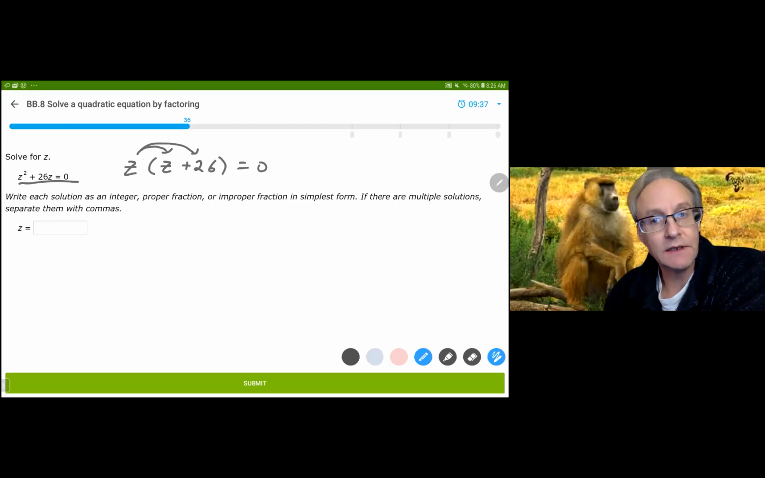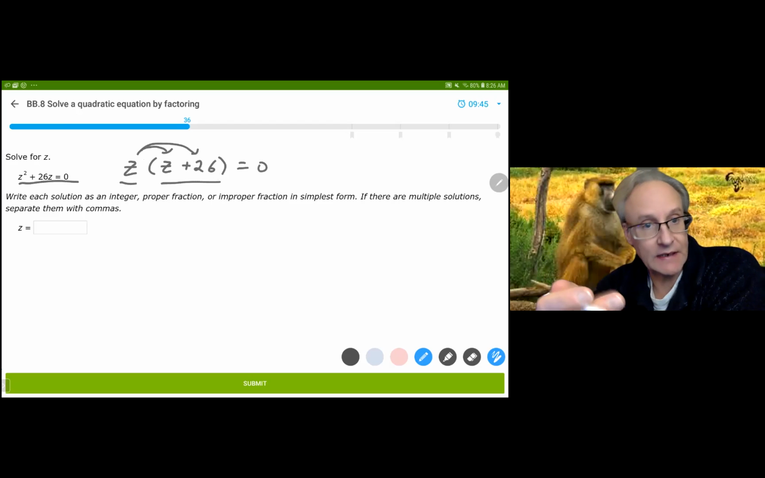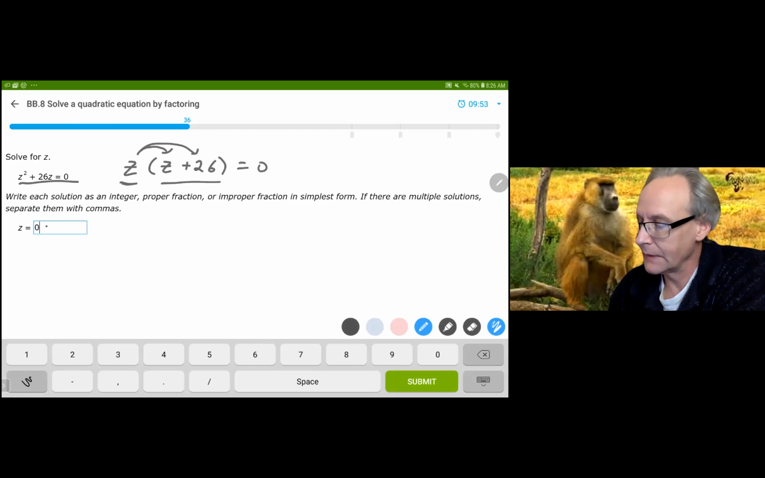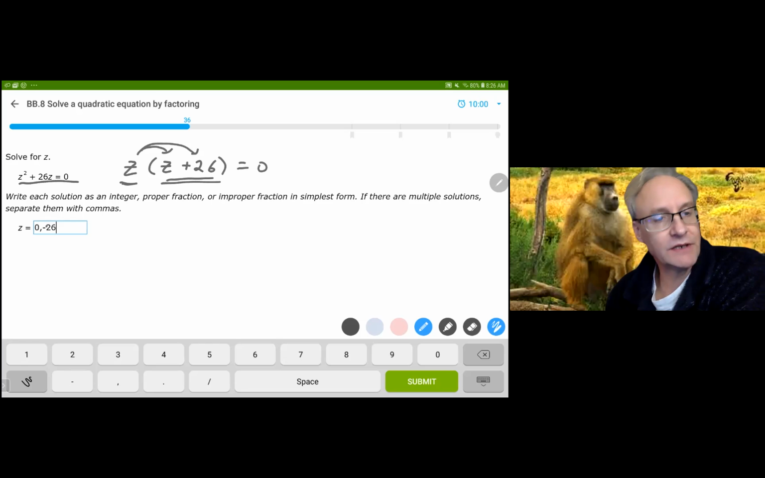Again, if you don't know why I'm getting 0 for one of my solutions and negative 26, you might want to go back and practice without the factoring, but it's up to you. Obviously, if I want the first term to be 0, then z is equal to 0. And if I want the second term to be 0, I have to have negative 26. And those are my two solutions.